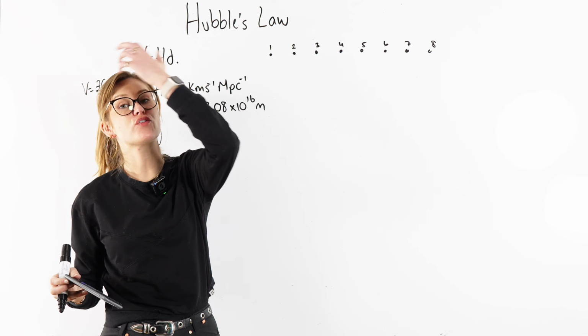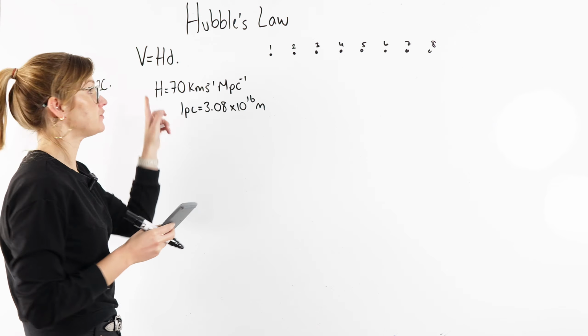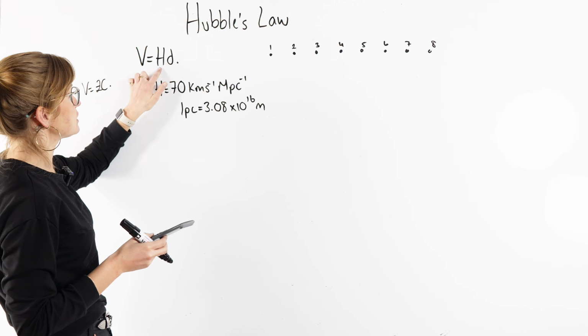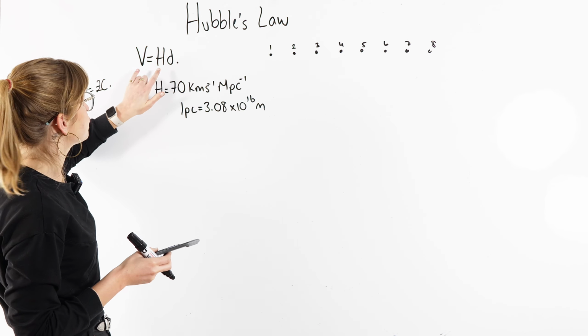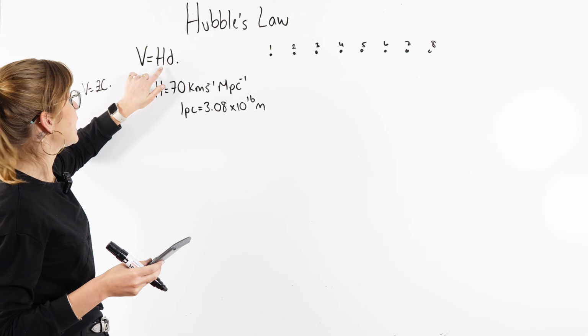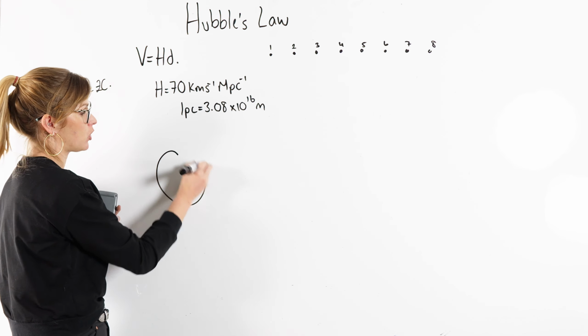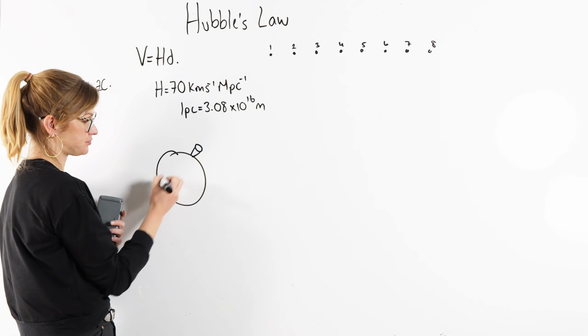In this video, we're going to go over Hubble's law. So Hubble's law, we've probably all seen this equation, V equals HD. H stands for our Hubble's constant. V stands for our rotational velocity, so galaxies are moving away from us, and D stands for the distance they are away.